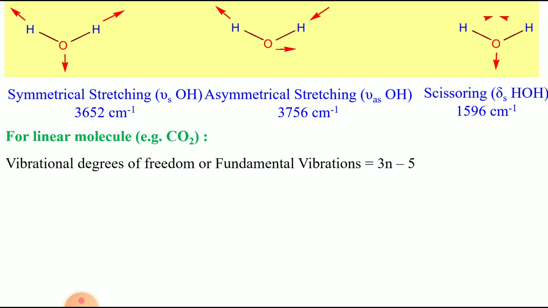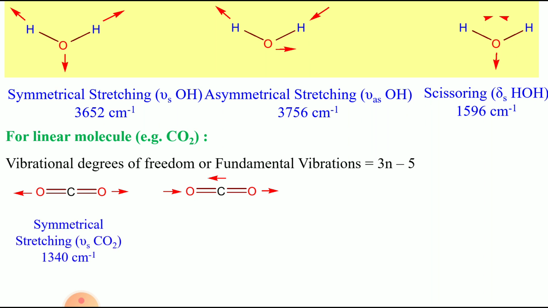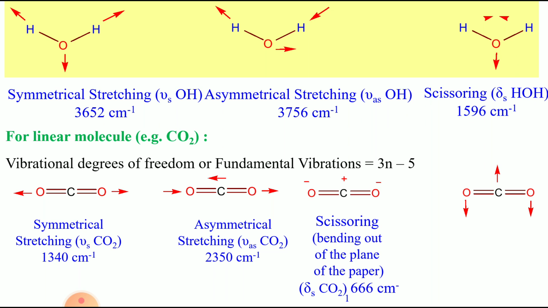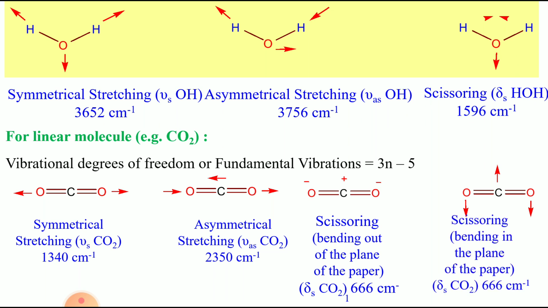Next is a linear molecule, that is carbon dioxide. For carbon dioxide, the vibrational degrees of freedom is 3n minus 5. Here we are representing carbon dioxide. When we substitute in the formula, we get 4 vibrational modes. The first vibrational mode is symmetrical stretching, the next is asymmetrical stretching, and the other 2 are scissoring, bending out of the plane of the paper, and scissoring, bending in the plane of the paper. So these are the different types of molecular vibrational frequencies in carbon dioxide.